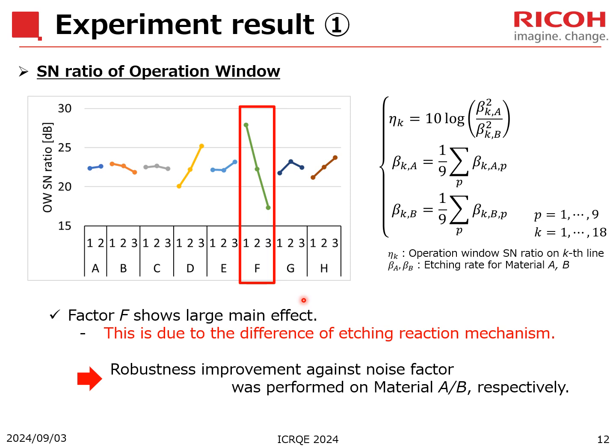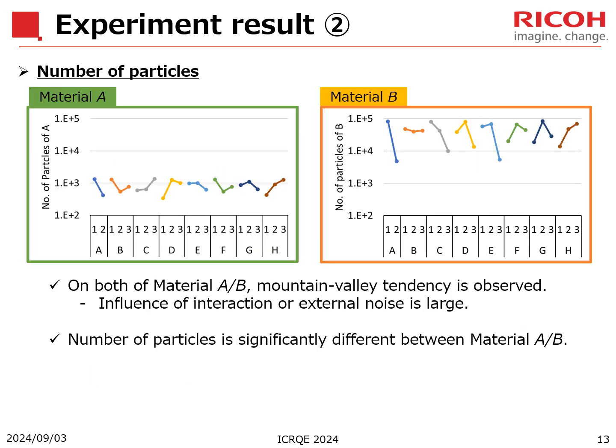So we performed robustness improvement respectively for material A and B. Next, this is the number of particles for material A and material B after the etching process. As you can see, both results have a mountain and valley tendency. This suggests that the interaction between control factors or external noises is very large.